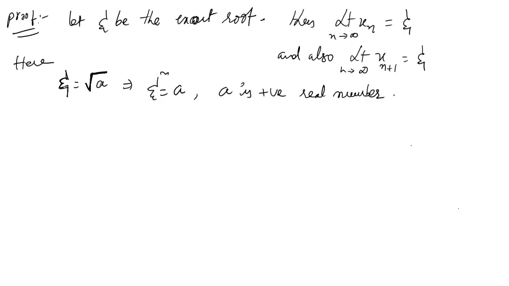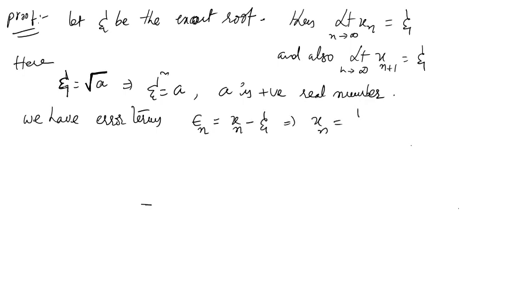Okay, and what I have to prove? Rate of convergence first. To decide rate of convergence, we have error terms. Previously we have taken epsilon k, now epsilon n. Epsilon n equal to x_n minus xi. That implies x_n is xi plus epsilon n, so x_{n+1} becomes xi plus epsilon n plus 1. And a equal to xi square.